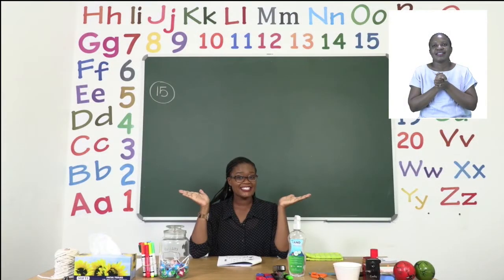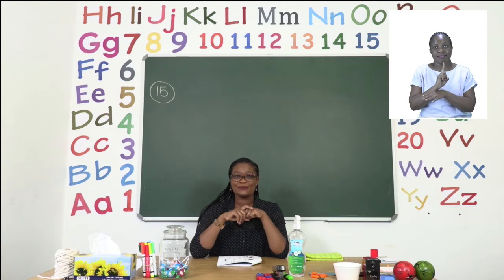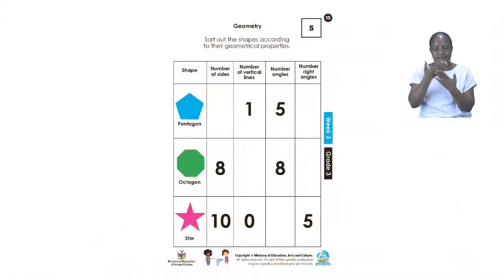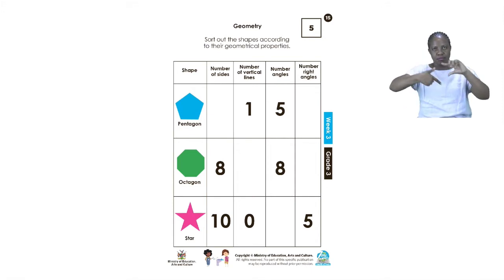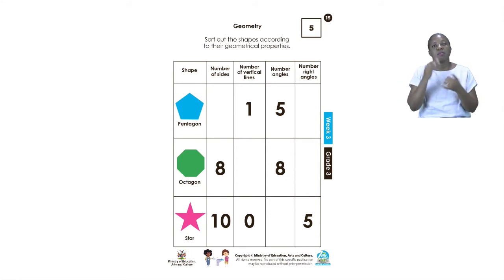For our first exercise today, please can you turn to page 15. On page 15, we are going to be doing some geometry, which is talking about shapes. And it will be our job to sort out the shapes according to their geometrical properties. So you are going to first check the shape and then you're going to count the sides of the shape.